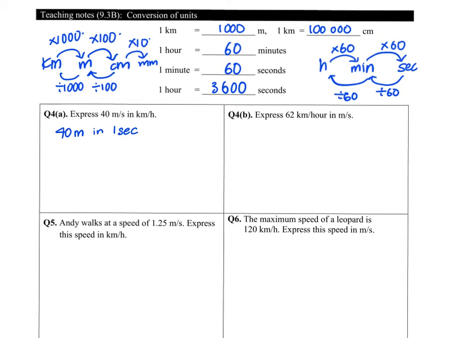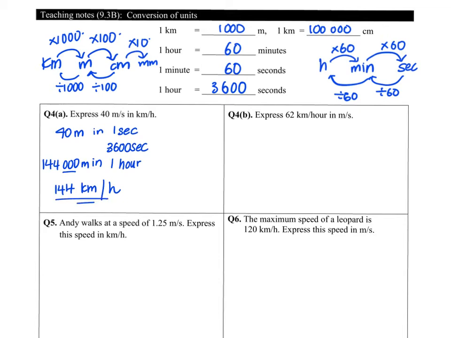I know that 1 hour has 3,600 seconds, which gives me 1 hour. And that will give me 40 times 3,600 seconds to give me the number 144,000 meters. And next, I'm going to change this to kilometers by dividing by 1,000. So I get 144 kilometers per hour, in 1 hour. So this will be my answer. This is method number 1.